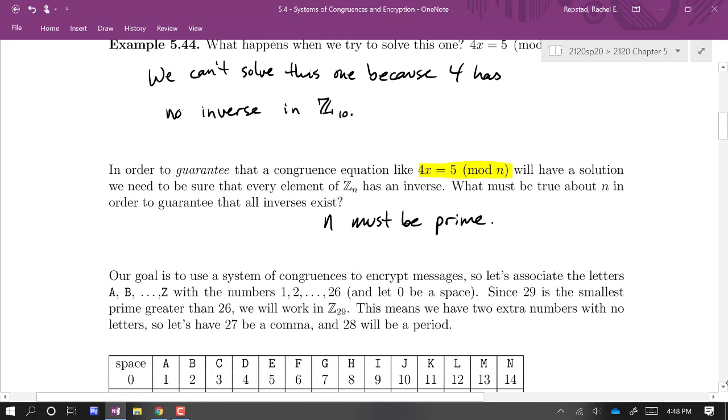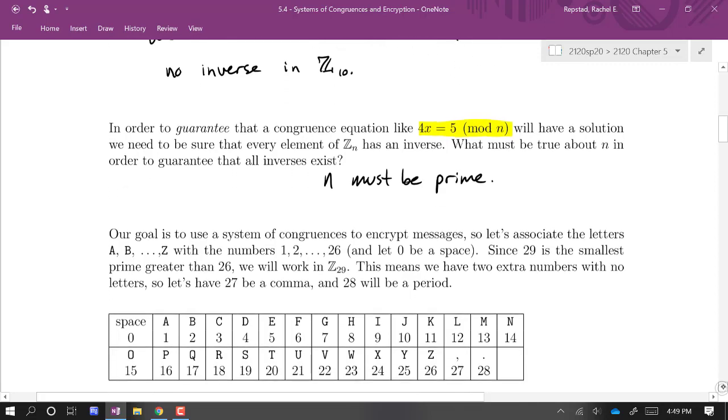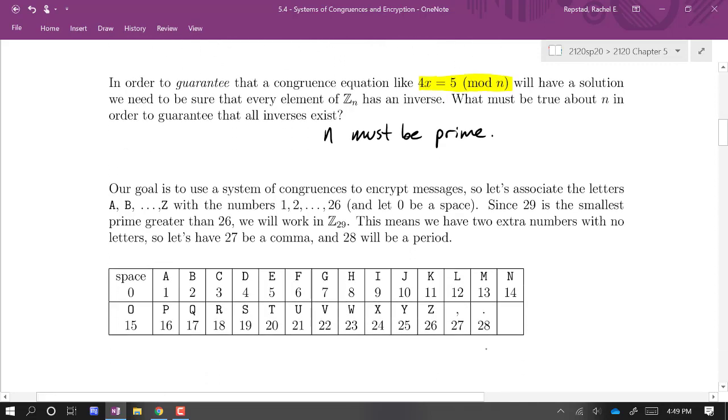So our goal is to use a system of congruences to encrypt messages. We're going to associate the letters A through Z with the numbers 1 through 26. I'll let 0 be a space. So far that's 27 characters. And we need to use a prime. 27 is not prime, but 29 is the next highest prime. So let's work in Z29. That means that we need 2 more characters, and I've added in the comma and the period for 27 and 28. So we're going to use this correspondence to help us encrypt messages.